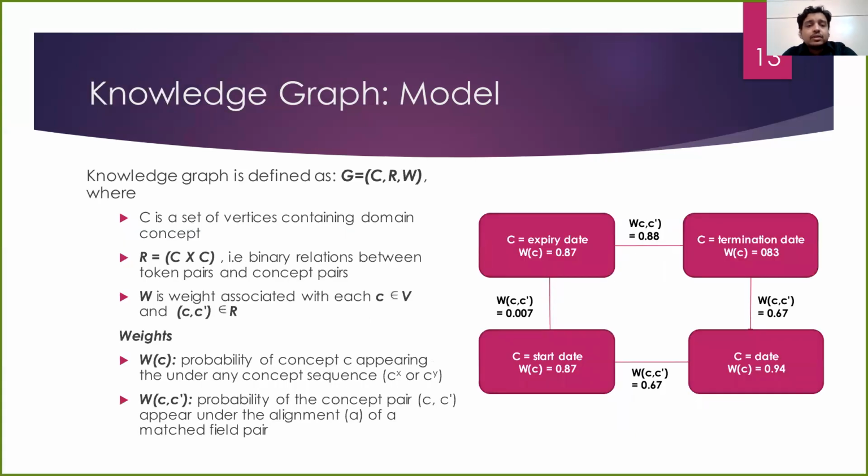Now, we have introduced the KG as a combination of three elements C, R, and W, where C is the set of vertices representing concepts, R is the set of edges representing the relationship between concepts, and weights W are associated with both vertices and edges of this graph. Now, weight WC associated with concept vertices represents the probability of a concept to appear under concept decomposition of any field name. On the other hand, weights WCC prime associated with edges represent the probability of a concept pair to appear under the alignment between a pair of fields.